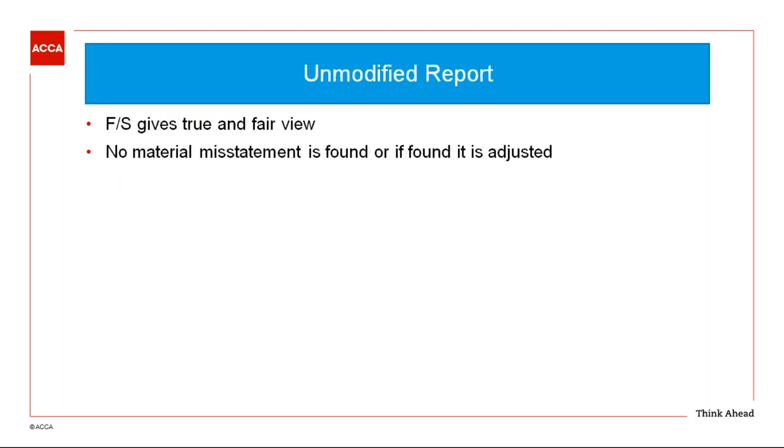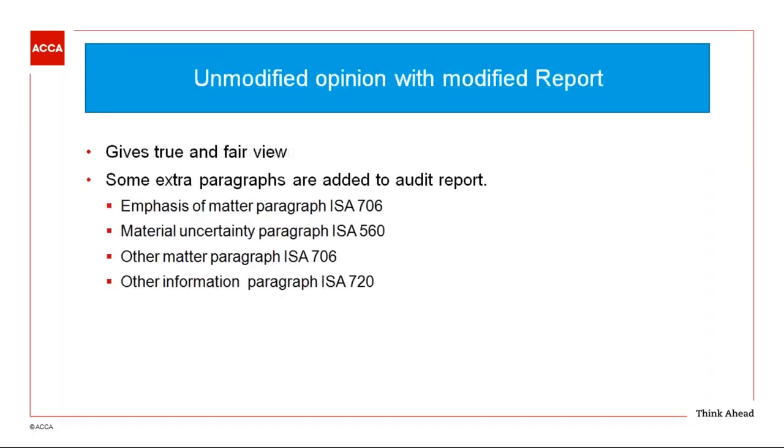Unmodified report, where financial statement gives true and fair view and there is no material misstatement found. Then there is an unmodified opinion with modified report. Here auditor is also providing the opinion that financial statement gives true and fair view, but he is going to focus on some paragraphs after opinion. These are four paragraphs: emphasis of matter paragraph according to ISA 706, material uncertainty, other matter paragraph, and other information. All these areas are not the material misstatements. These are just emphasis paragraphs.